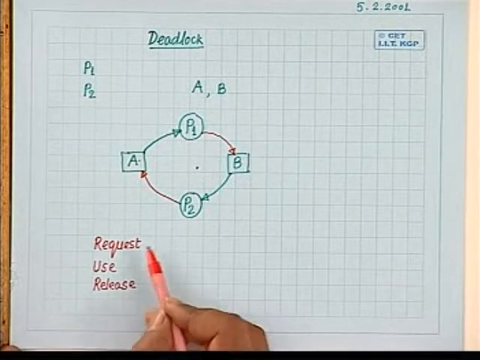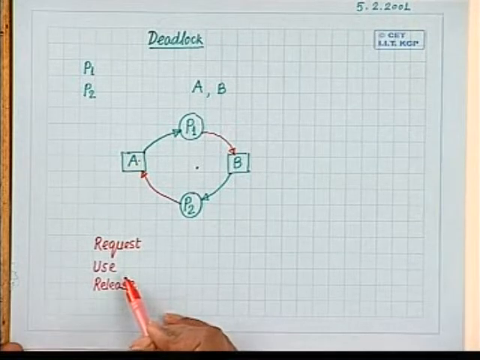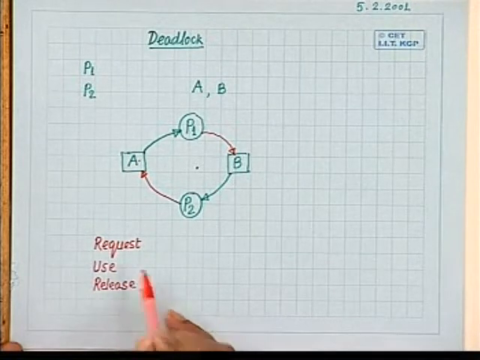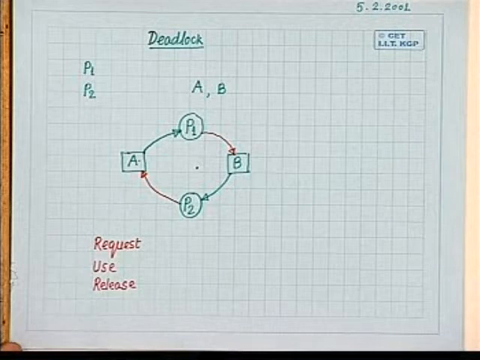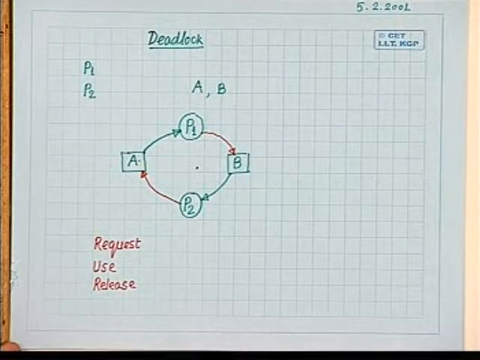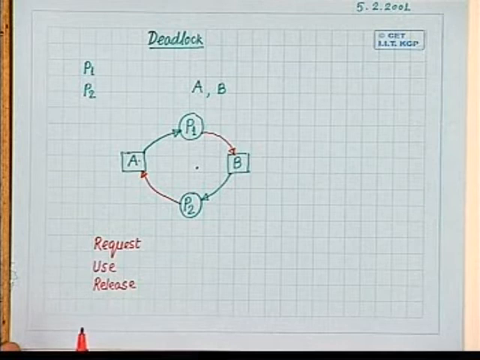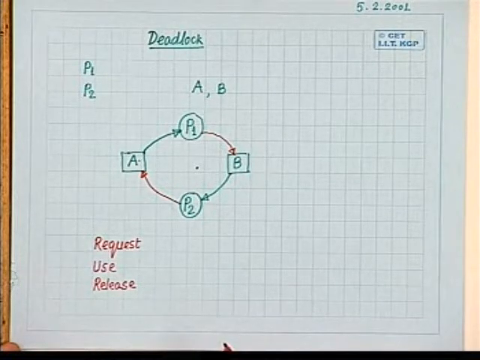Now, in order to be able to give the resources to the different requesting processes, the system must know the status of different resources. That is, which resource is free, or which resource is already allocated, and if it is allocated, to which process it has been allocated.